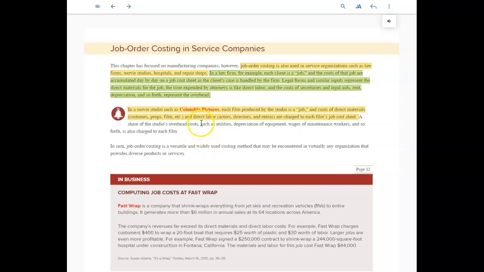Even in a motion picture studio like Columbia Pictures, a film is a job. So you keep up with all those tens or hundreds of millions of dollars of cost involved in producing a film. The actors and actresses' salaries, directors' salaries, all the overhead, all the extras, all the special effects, all that goes into that one job. So, you can use a job for a film. A job can be a client in a law firm. A job can be a house being worked on. And a job can be a certain number of units out in the factory being worked on. So it's a very, very common cost system used by a variety of companies.